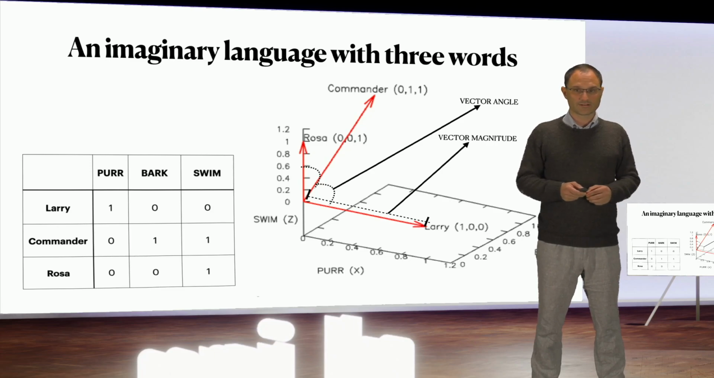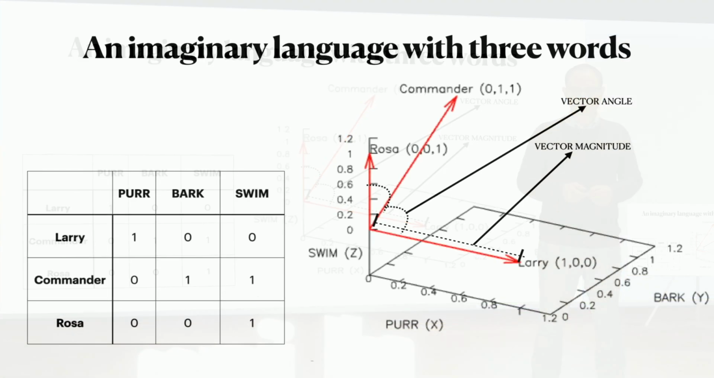Synonyms have more or less the same vectors. In this toy example, we can see that semantically Rosa and Commander are closer to each other than to Larry. They share the word swimming that accompanies both of them. By contrast, Commander and Larry do not share any words.